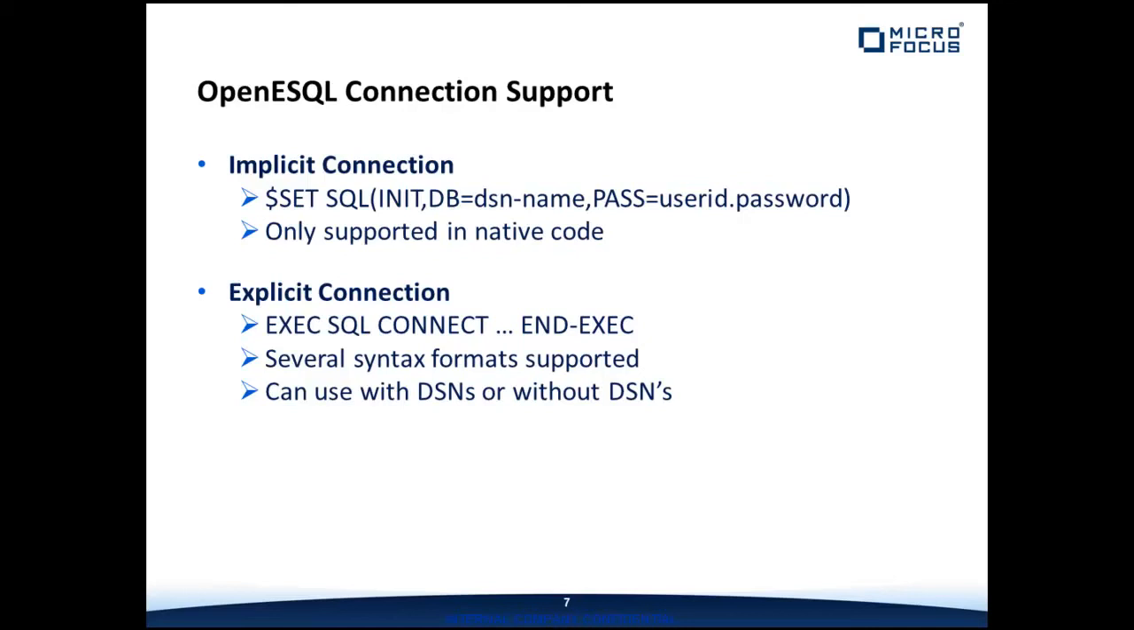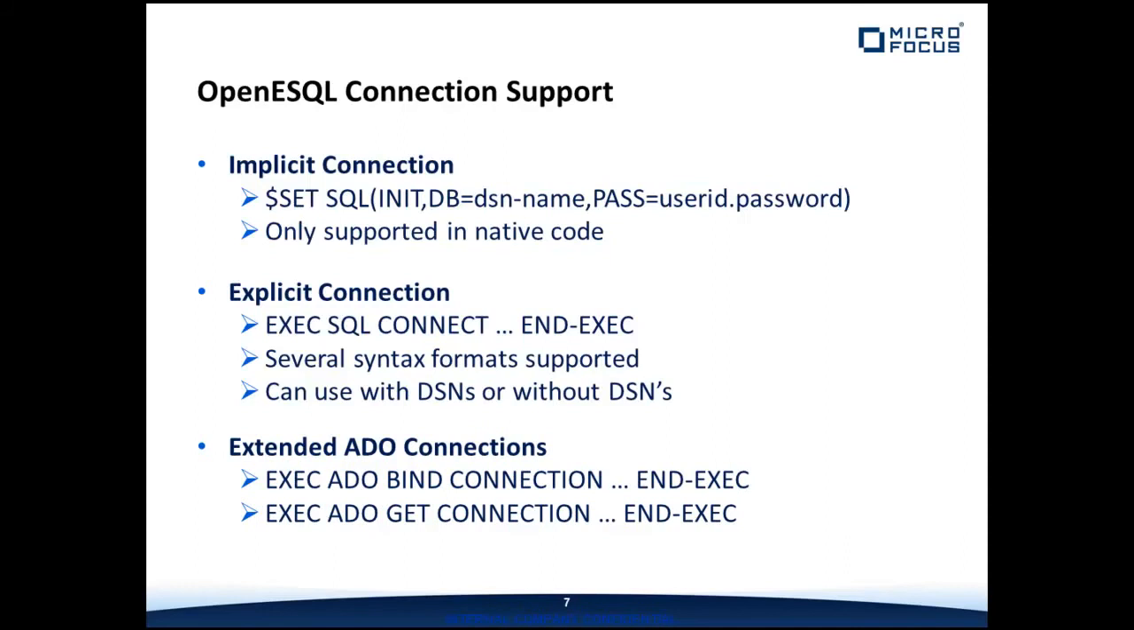There are some formats where DSNs are used and others where they are not. Where a DSN is not used, all connection options are supplied within an embedded connection string. These are handy if you wish to store the connection information in a configuration file or elsewhere. In addition to explicit connections for use in .NET Managed Code applications, there are some extended connection methods that can be specified using exec ADO syntax. This allows you to share connections with programs written in other .NET languages, allowing you to pass the ADO connection objects between them.